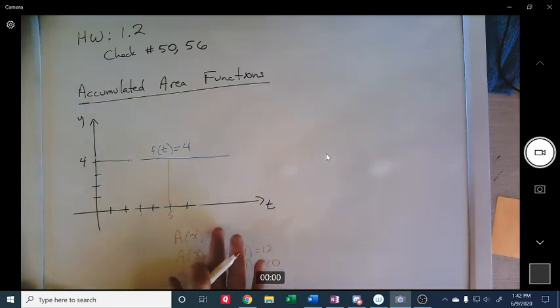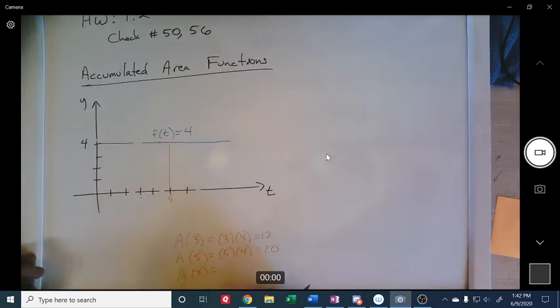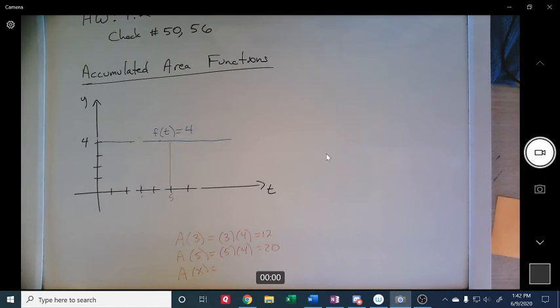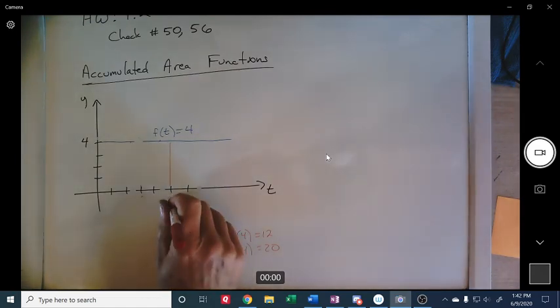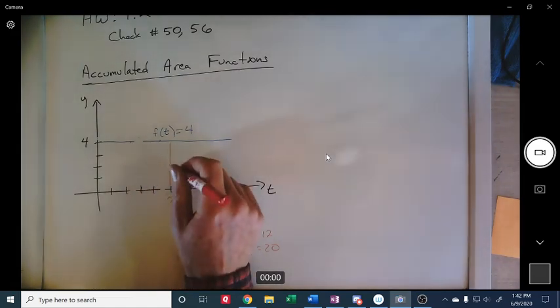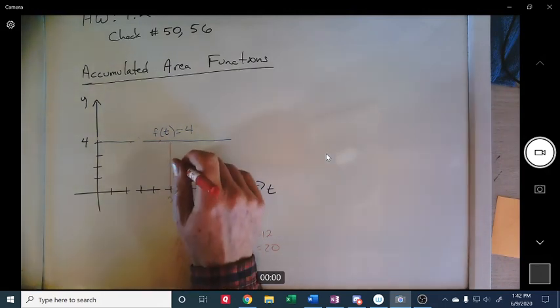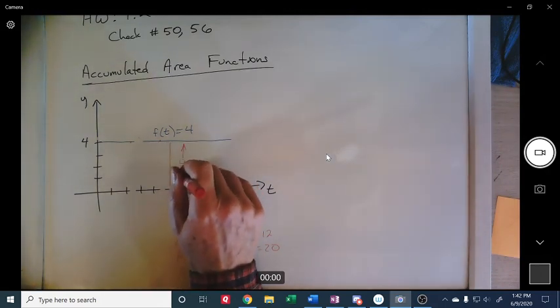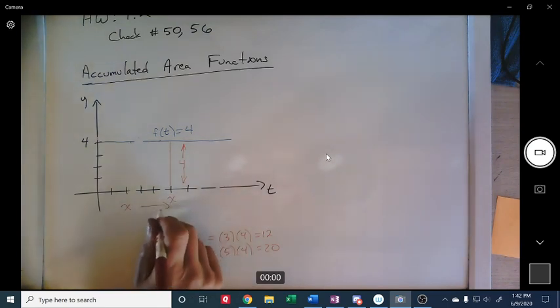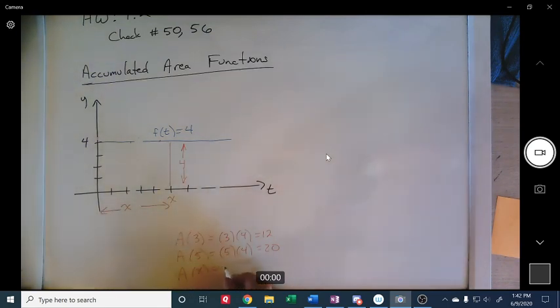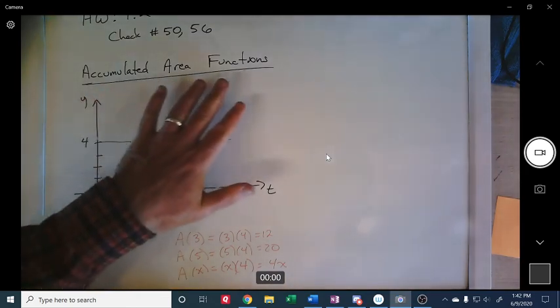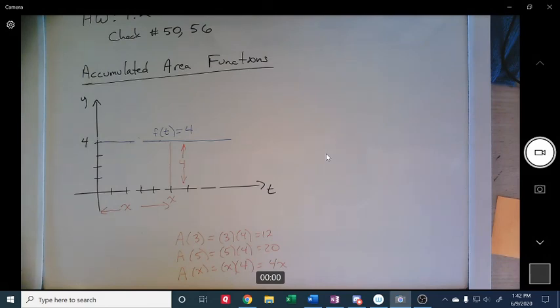What's my A of x in general? That's when you say, all right, this is x units. Well, this height would be 4. X would be the distance from here to here. It's x times 4, which is just 4x. You're going to be doing accumulated area functions kind of like this, but they're going to get more complex.